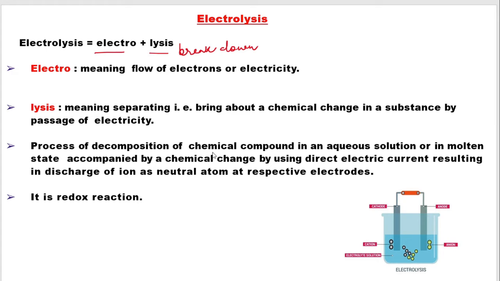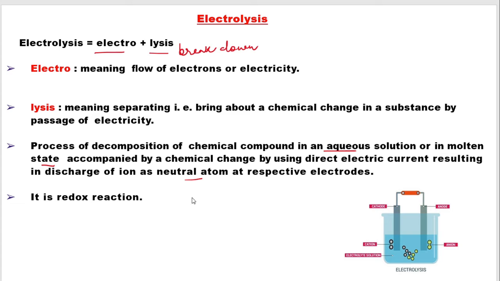So how will you define electrolysis? It is a process of chemical decomposition of a compound in aqueous or molten state. Why we do it in aqueous and molten state, I'll explain later on. When electricity is passed through it, it results in discharge of ions as neutral atoms at the respective electrodes.